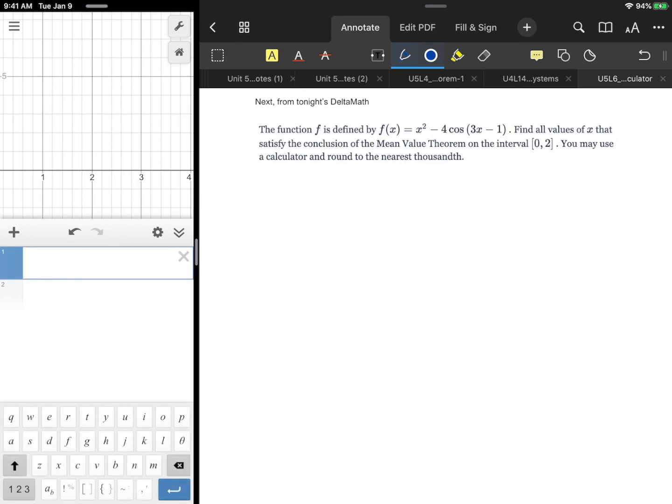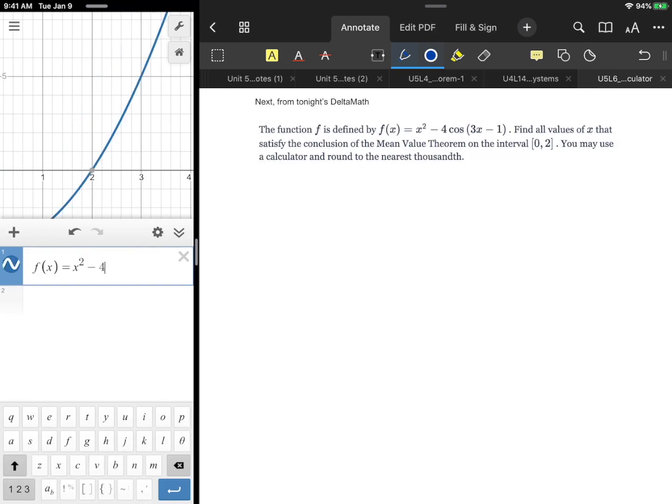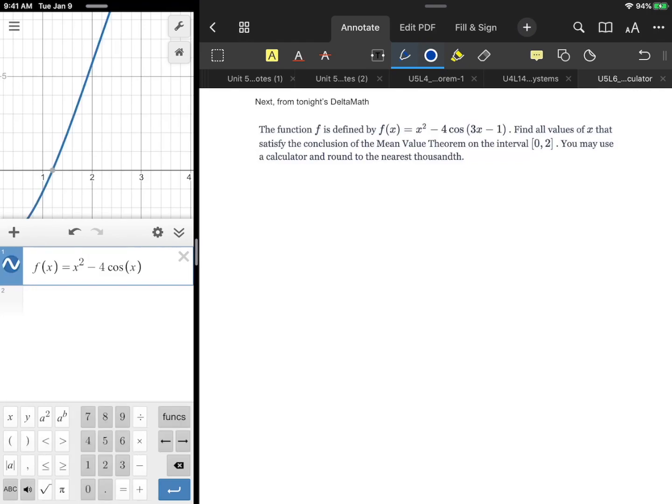All right, we've got our function. We're going to do f of x, same style question here, is equal to x squared minus 4 times the cosine of x. A lot going on there. Oh, cosine of, nope, it was cosine of 3x minus 1. And I want to find all values of x that satisfy the conclusion of the mean value theorem on 0 to 2.